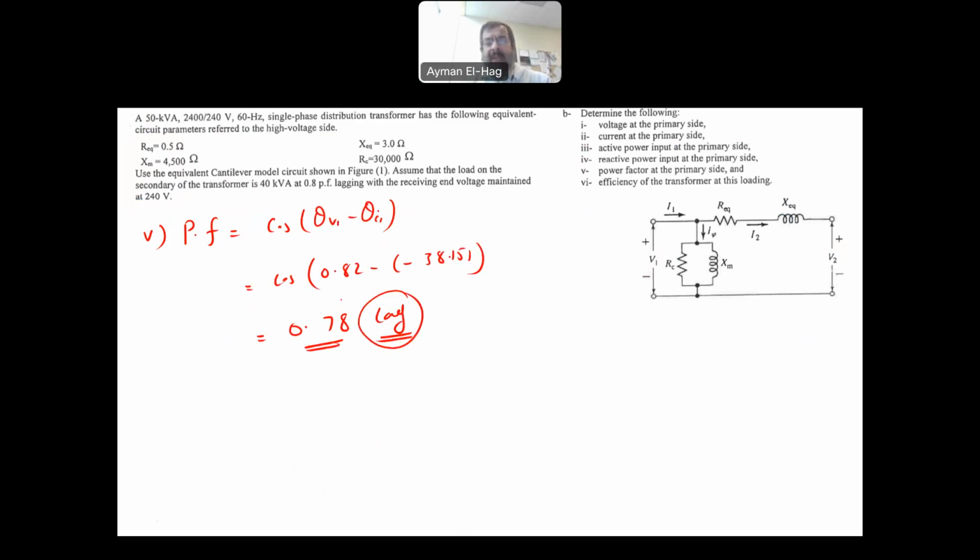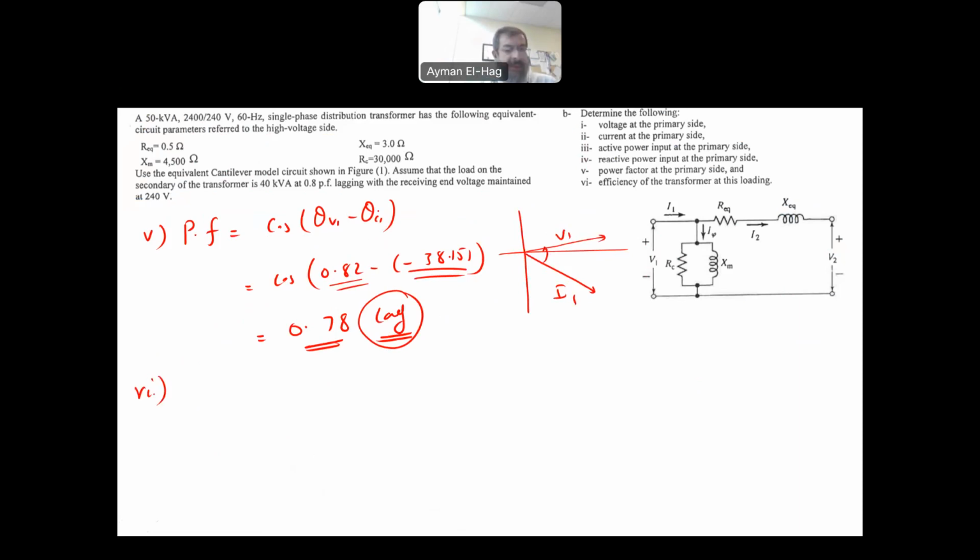And why is it lagging? Because the current lags the voltage. The current angle is negative 38.15. The angle of the voltage is 0.82. If I want to draw a phasor diagram for this, this will be the voltage, this is your V1, and this will be your I1. So the current here is basically lagging the voltage. This is why we call it a lagging power factor.